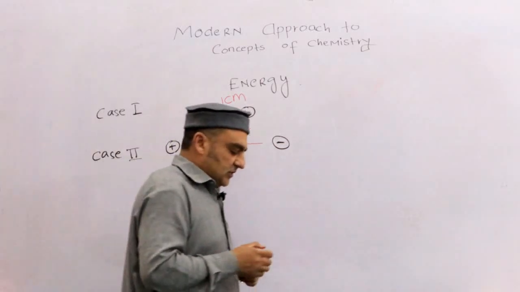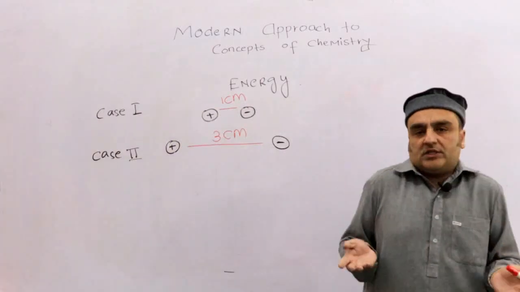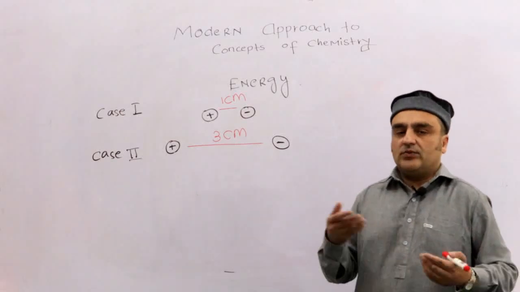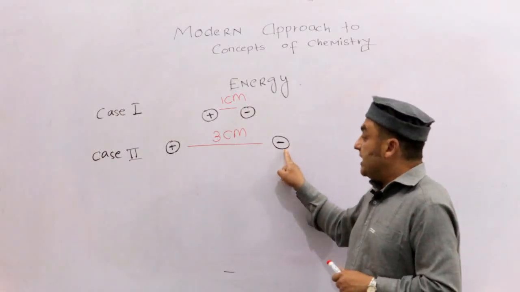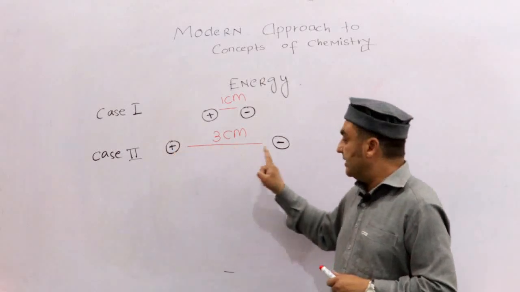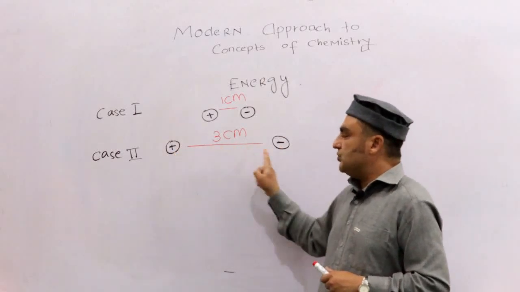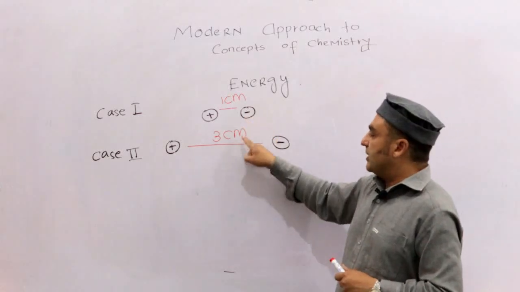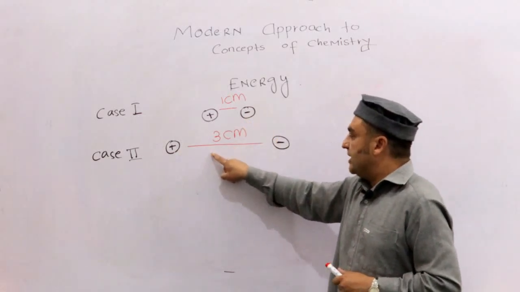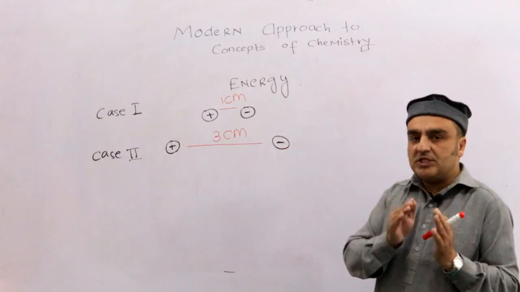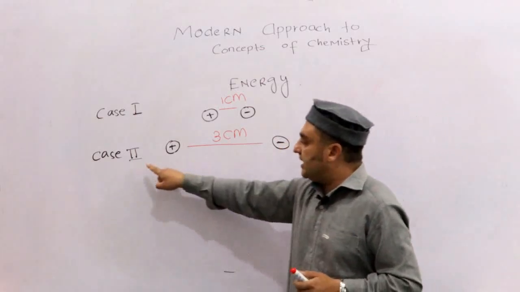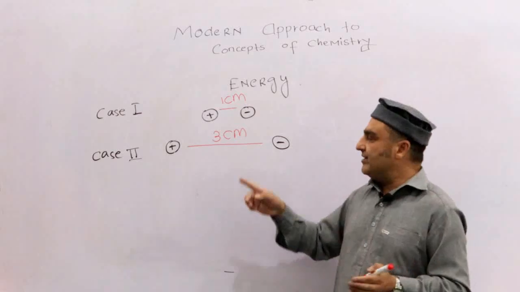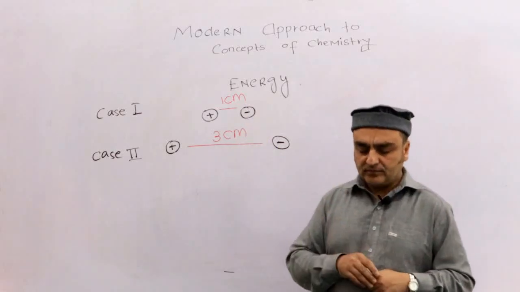So what if work is done? That work is now stored in those two charges as potential energy. Your work is stored here as potential energy. So this proves that case 2 has more potential energy than case 1.